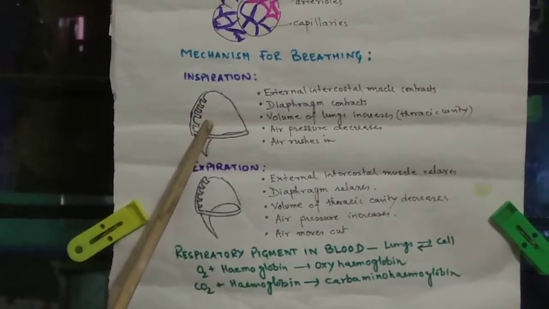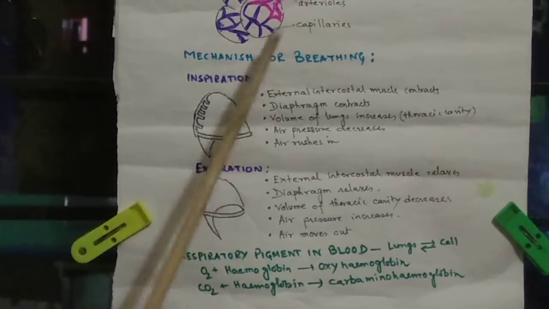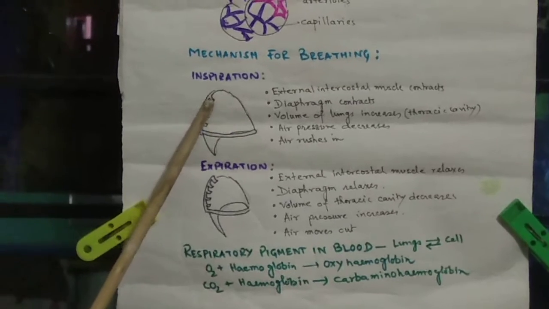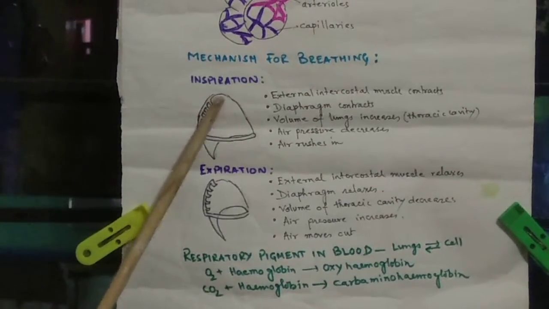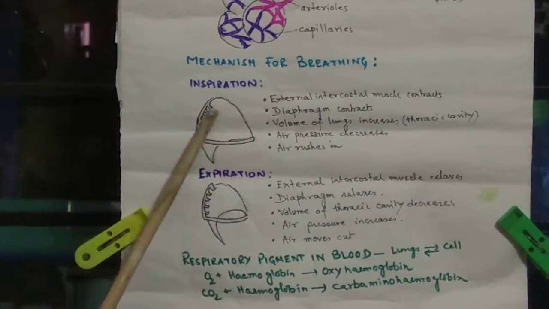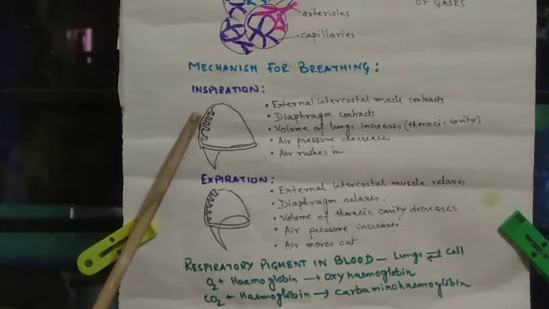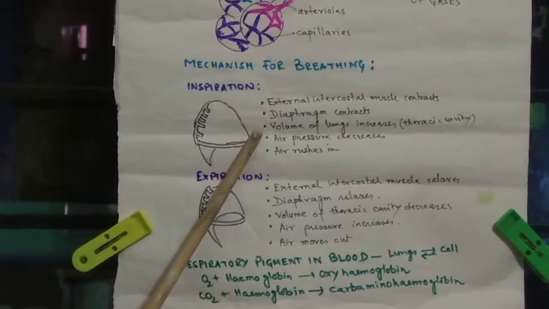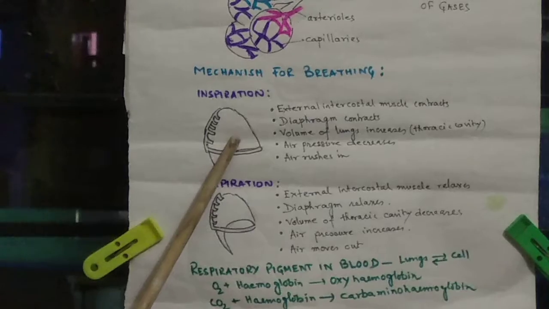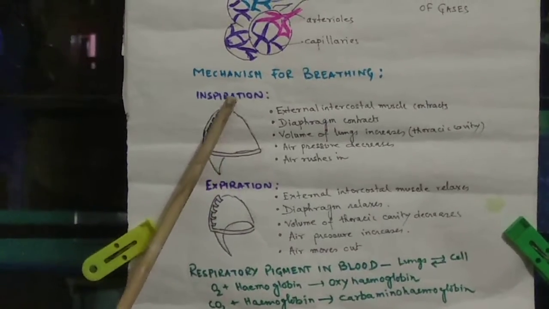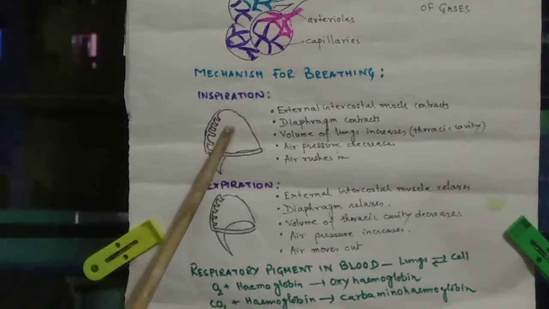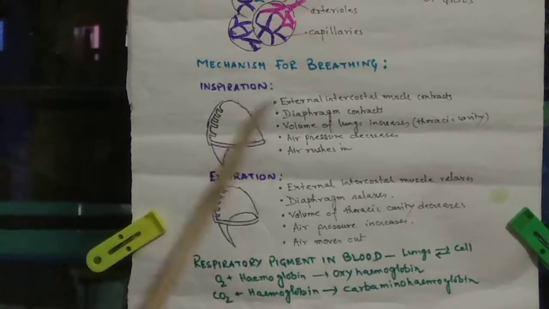What happens during inspiration? During inspiration, the external intercostal muscles, that means the muscles present between the ribs, contract, and the diaphragm contracts. As a result, the volume of the thoracic cage increases. As the volume of the thoracic cage increases, the air pressure falls, and as the air pressure falls, the air from outside rushes inside the lungs.